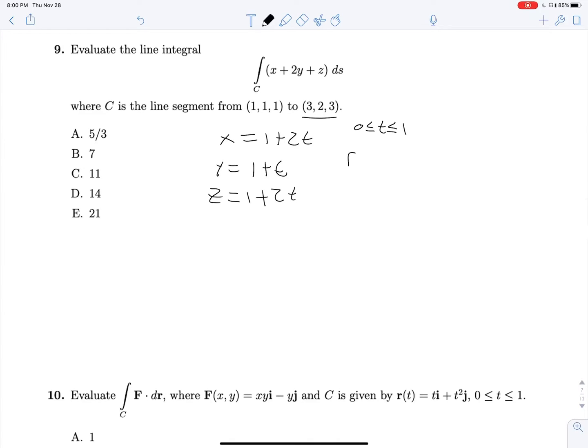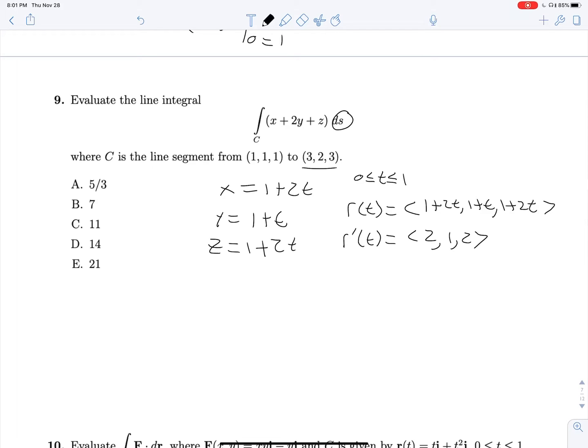And so that lets us form our r of t, which is just these components smacked together: 1 plus 2t, 1 plus t, 1 plus 2t, which gives us our r prime of t of 2, 1, 2. So we know that we can replace this ds up here with the square root of these components squared from our r prime of t. So that's going to be 4 plus 4 plus 1, or just the square root of 9, which goes down to 3. And that lets us turn this into an integral dt.